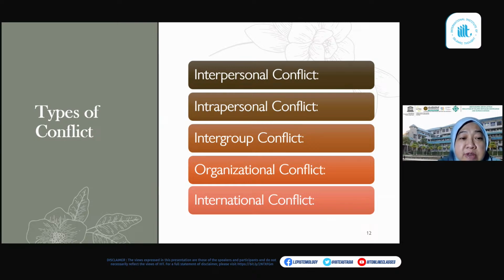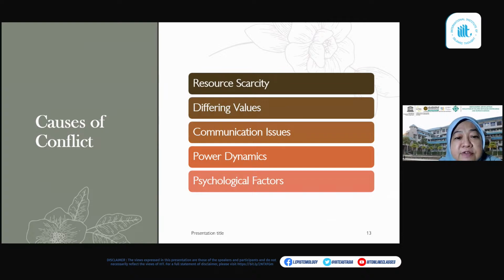Organizational conflict is the hierarchical conflict, the conflict within an organization, the dispute due to resource allocation, leadership, or policy disagreement. And finally, international conflict is between countries, disagreements and disputes involving political, economic, or cultural differences. And the causes of conflict can also be varied, but not as many as cooperation. The main cause of conflict is resource scarcity, the valued resources.